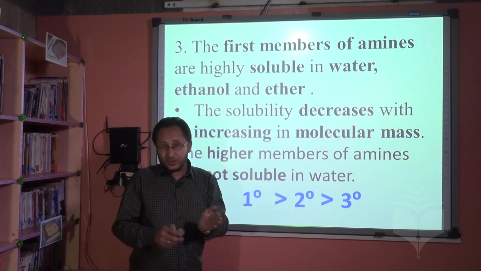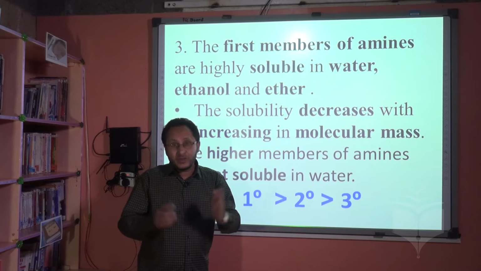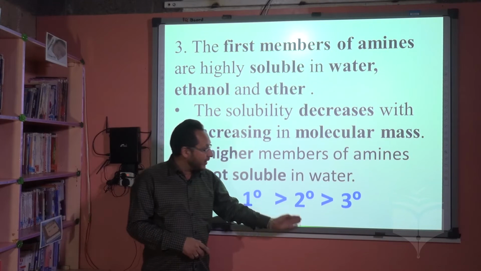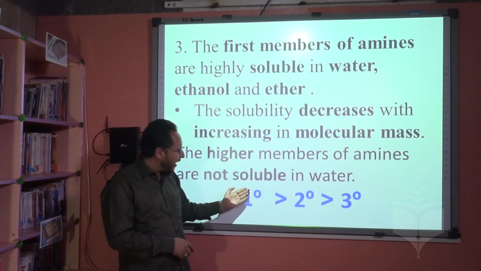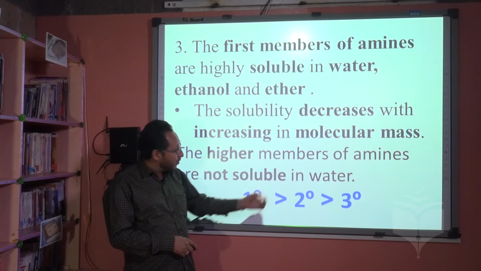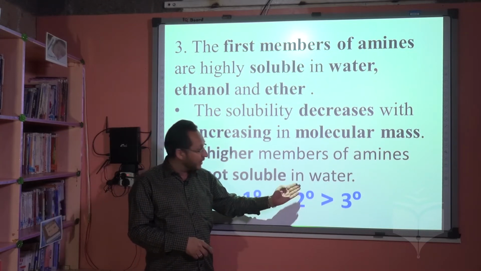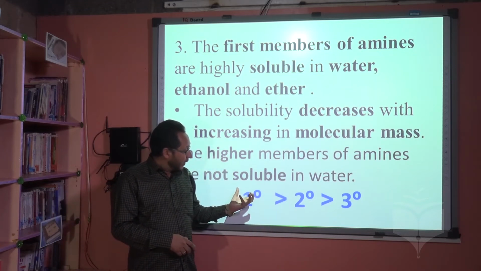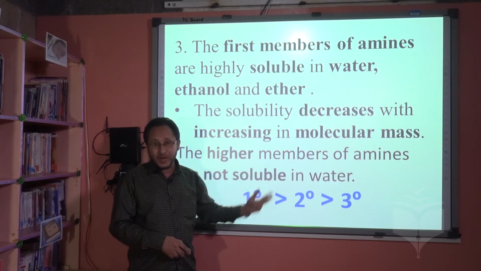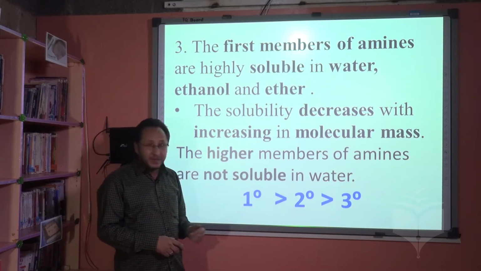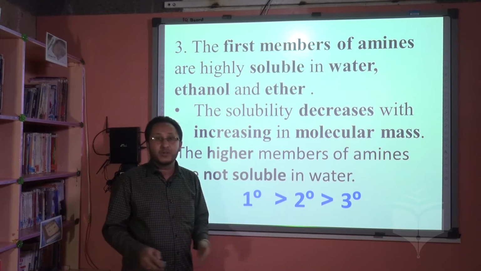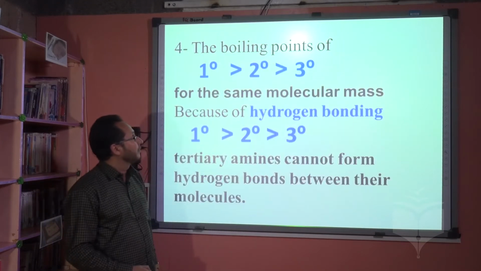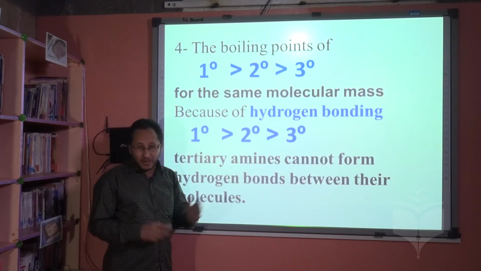The second factor, not only the molecular mass, is also the type of amines, as I said before. If we have primary amine or secondary amine or tertiary amine, primary amines dissolve more than secondary amine and more than tertiary amine. Why? Because primary amines have two hydrogen atoms attached to the nitrogen atom. So the primary amines make hydrogen bonds with water more than secondary amine, and more than tertiary amine. Now the fourth point is the boiling point.